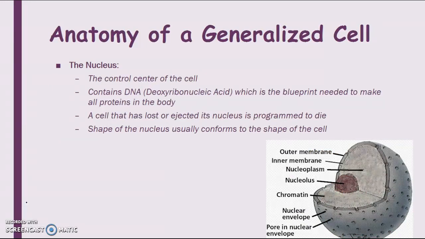So first, let's look at the nucleus. The nucleus is the control center of the cell. It contains DNA, which is the blueprint to make all of the proteins in your body. DNA, remember, is what you inherit from your parents to express your different traits. So right now, maybe you have blonde hair or brown hair. That is coming from the genes found within your DNA to make the proteins to give you that brown or blonde hair. Once a cell has lost or ejected its nucleus, it's programmed to die, and the nucleus isn't always a round organelle. It's going to conform to the shape of the cell.